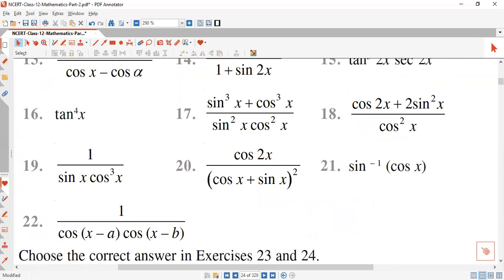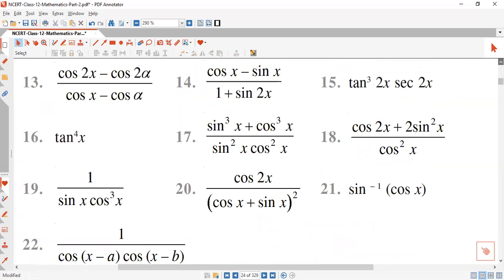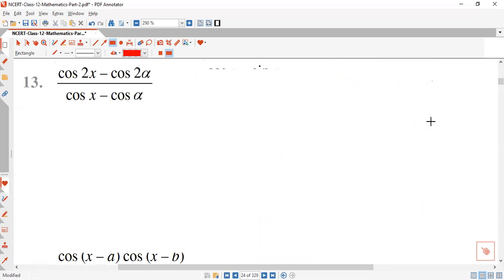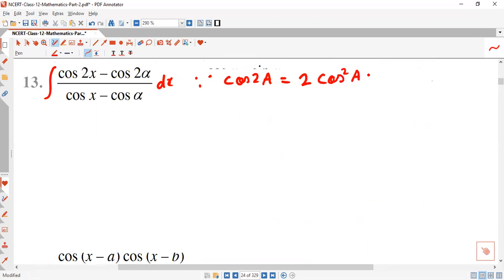Now we want to do this question number 13. See, this cos 2x is given to you. We can use the formula here. Integration of dx we want to do. I can use the formula. Same formulas are there: cos 2a equal to 2 times cos square a minus 1.